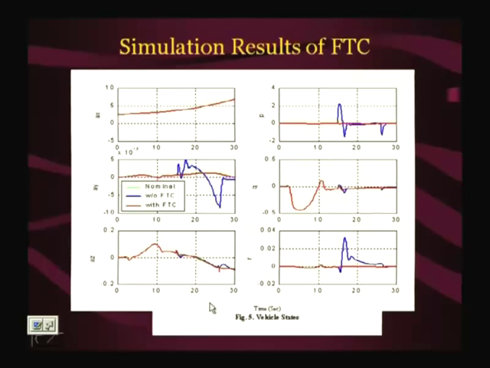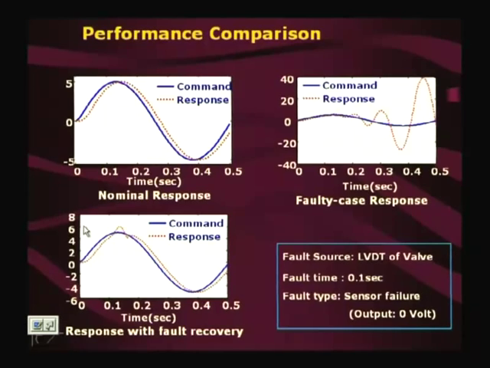This is a simulation which says that you see that if one of the sensors, in this case an LVDT, that is the position of the spool sensor, fails, that is if the value becomes 0, then immediately the actuator response becomes unstable. So you can understand that if this actuator is part of any aerospace vehicle, then that vehicle may also go unstable.